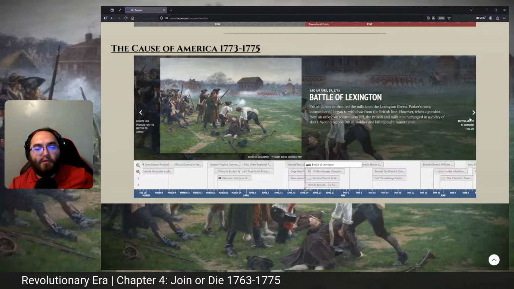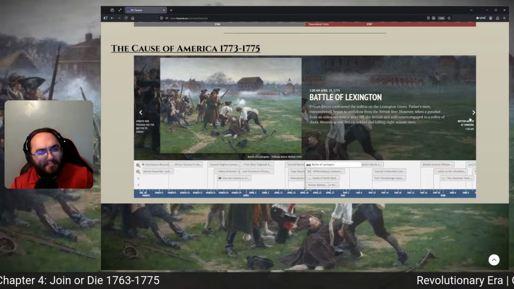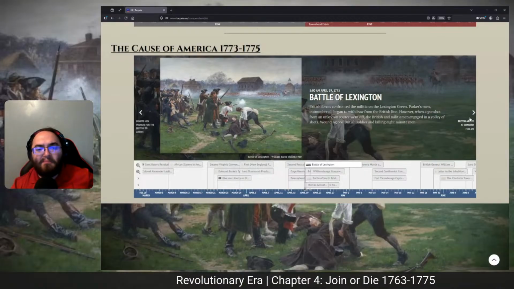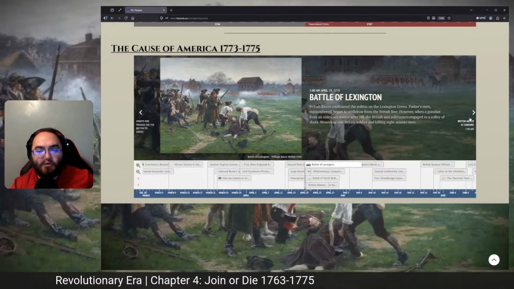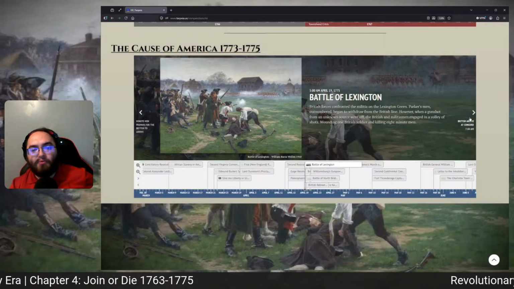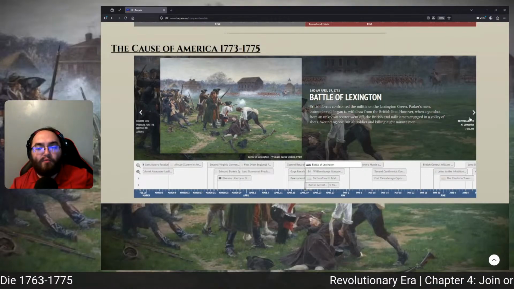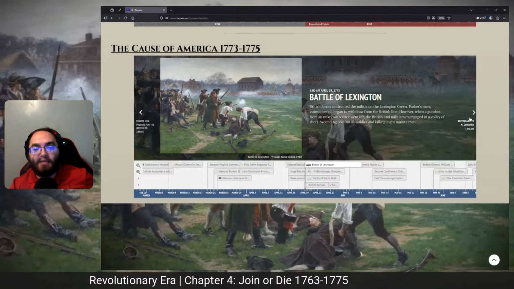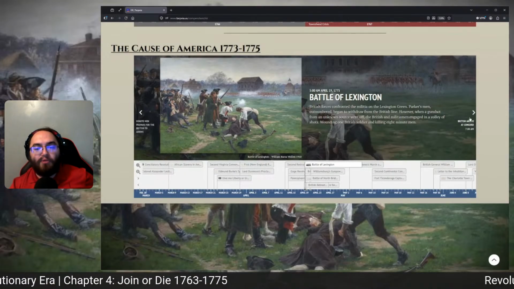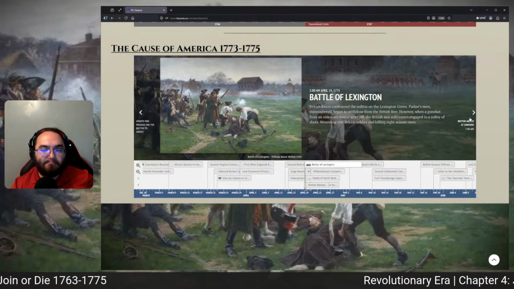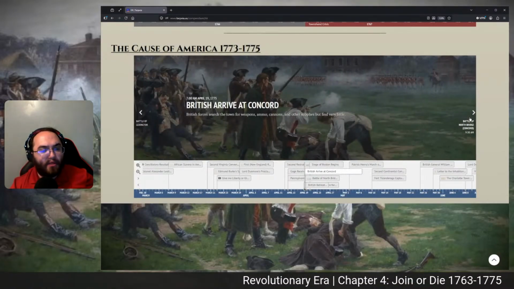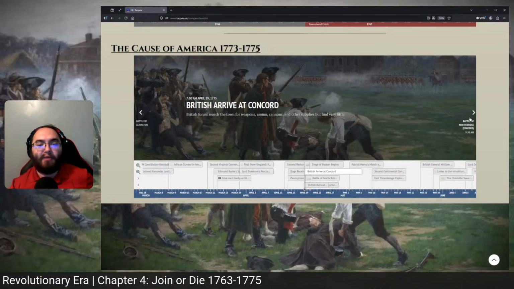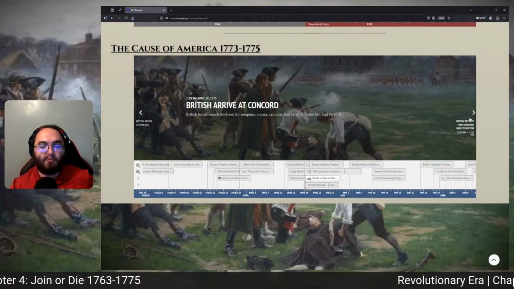Then you have the Battle of Lexington, which wasn't really a battle, it was a very brief skirmish where no British soldiers died. British forces confronted the militia on Lexington Green. Parker's men, outnumbered, began to withdraw from the British line. However, when a gunshot from an unknown source went off, the British and militiamen engaged in a volley of shots, wounding one British soldier and killing 8 Minutemen. At 7 a.m., the British arrive at Concord. British forces search the town for weapons, ammo, cannons, and other supplies, but find very little.